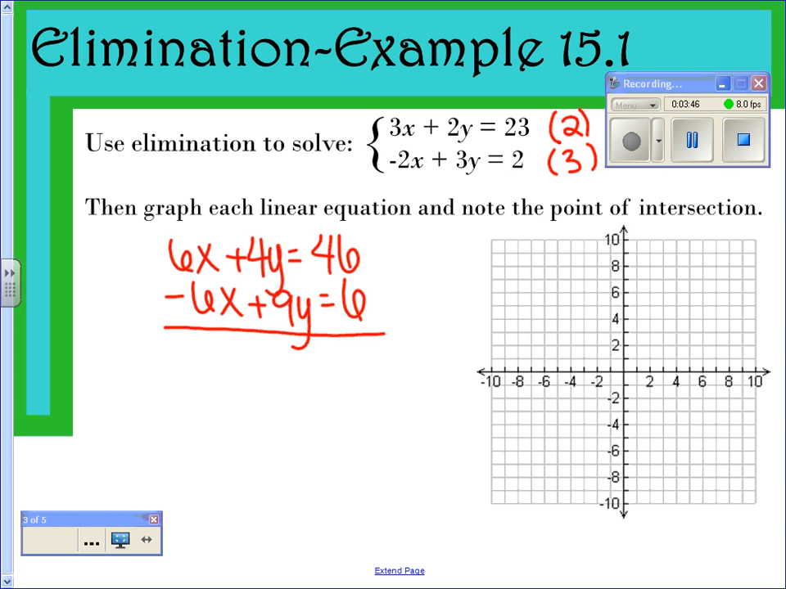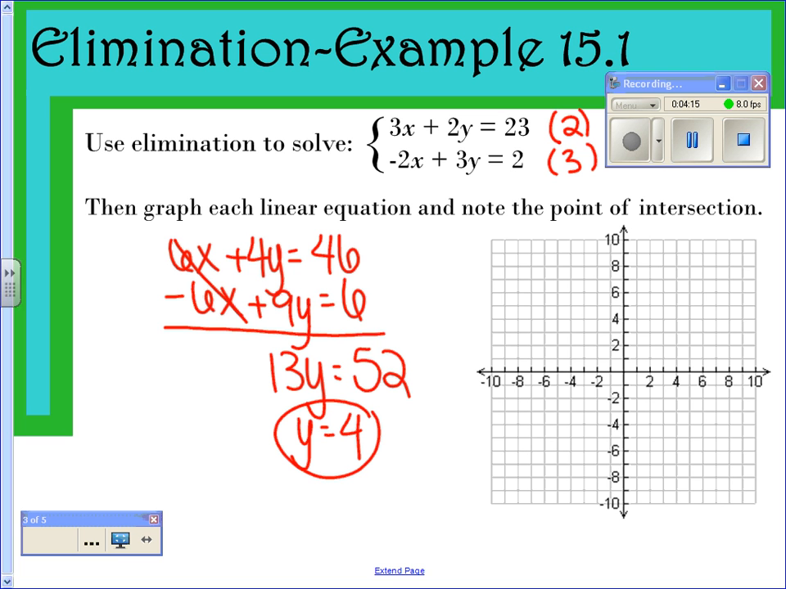All right, if we add the equation, 6x minus 6x, it goes away. If you want to write 0, you can, but you don't have to. 4y plus 9y. Y'all see how that works? 46 plus 6. So y would equal what? Y'all see how that works?